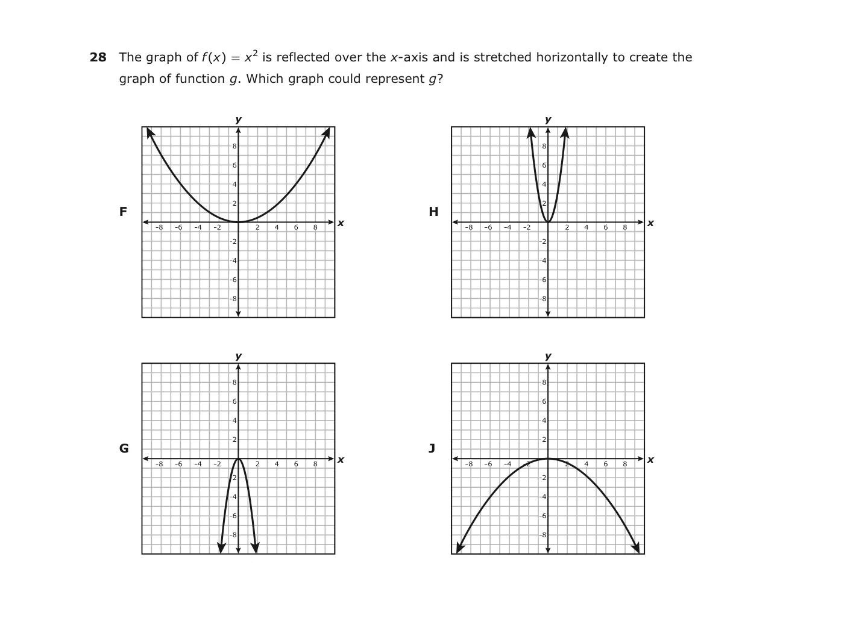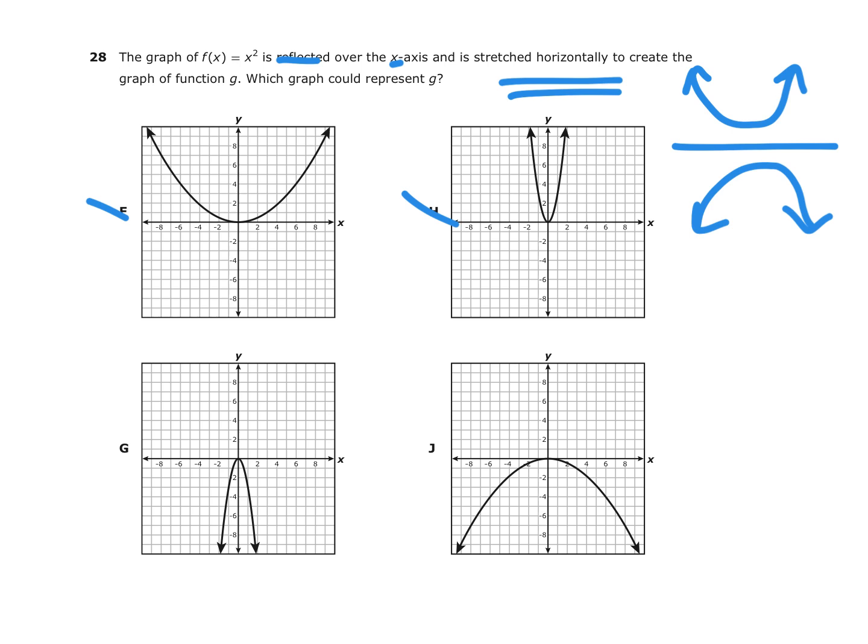Number 28. The graph of y equals x squared is reflected. So we know that it's reflected over the x-axis. So normally y equals x squared looks like that, but we're going to reflect it across the x-axis, so it's going to be upside down, like that. So now we know it can't be that one, it can't be that one, so it's either G or J. Now also notice that it is stretched horizontally to create this new function. So horizontally is in the x direction, so we're going to stretch it out this way, and so it becomes wider, like that, and that's the stretch horizontal. So the answer should be J.